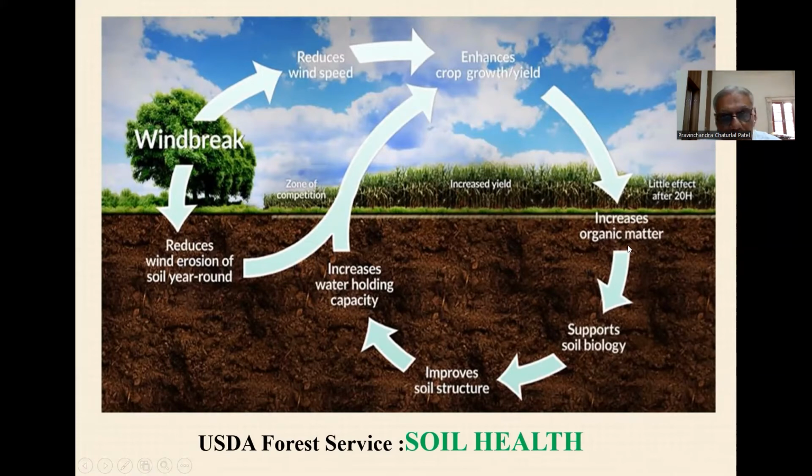Then it increases organic matter. So you know that when there is leaf fall, the twigs of the tree fall, so it increases the organic matter. Then it supports soil biology, improves soil structure, then increases water holding capacity, because when the organic matter is increasing, it increases the water holding capacity, then cation exchange capacity also increases, and it reduces the wind erosion of soil. So agroforestry multipurpose trees improve the soil health, and when the soil health is improved, we are getting higher crop production per unit area and time.